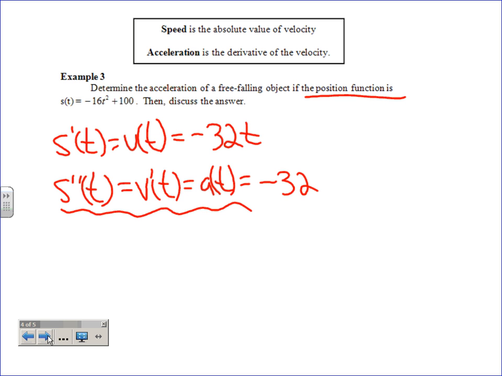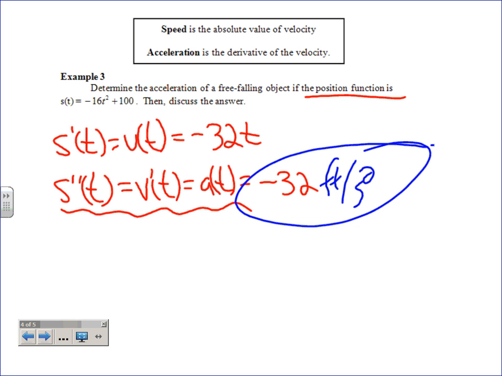Feet per second squared. What you need to do for tomorrow is tell me, what is that? Negative 32 feet per second squared. What is it?